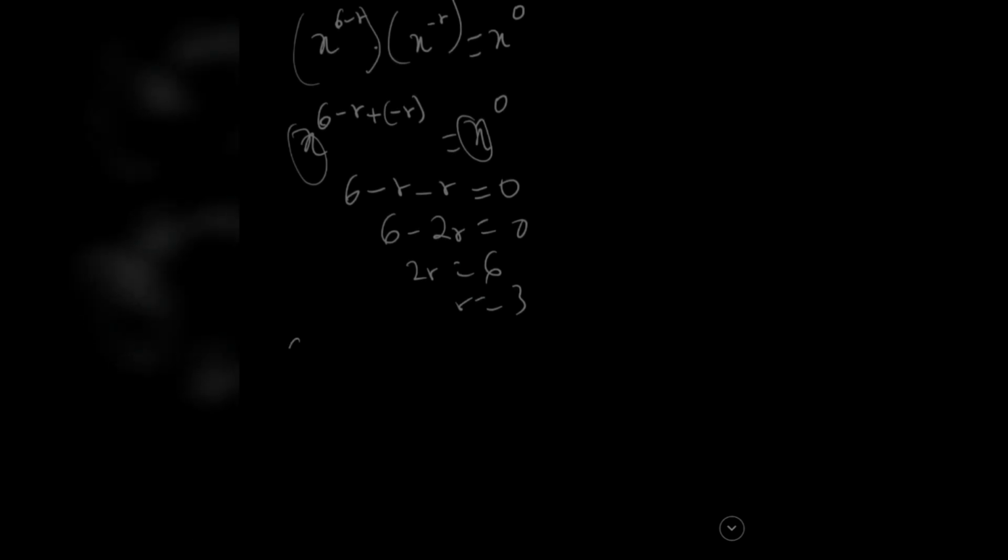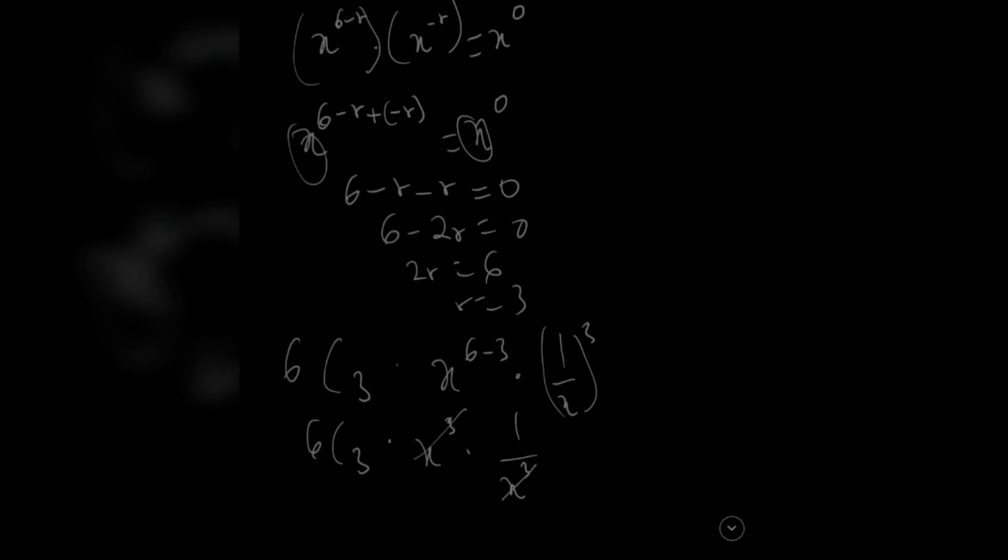2r will be equal to 6, then r will be equal to 3. So that means if you want the constant term, you just have to replace r with 3 in this expansion. So that will be 6 combination 3 multiplying x power 6 minus 3 multiplying 1 over x all power 3. So we get 6 combination 3 multiplying x power 3 multiplying this, so that they will cancel out. Then the constant term will be 6 combination 3.